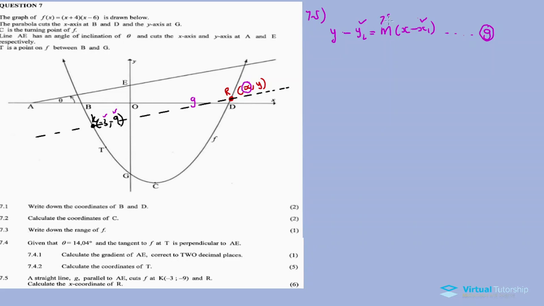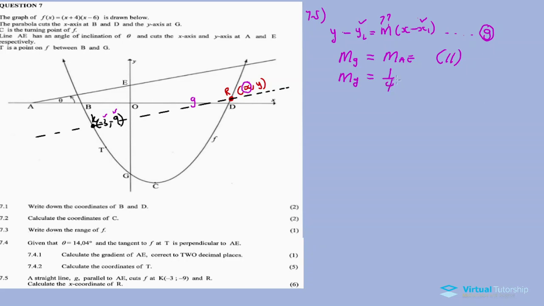What's missing is the gradient. Since this G is parallel to AE, it means that the gradient for G is going to be the same as the gradient for AE, since the lines are parallel. So the gradient for G is 1/4. The gradient for G is 1/4 now.